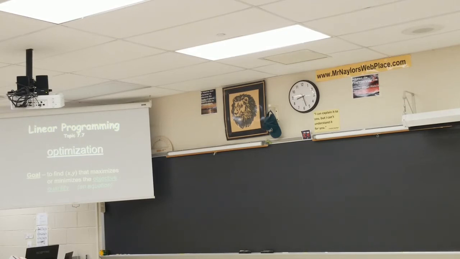So what is this thing called linear programming? Well, it's going to be to try to find an x and a y. X and y is a point that maximizes or minimizes an objective quantity. So it's going to feel like all the stuff that we've done. We'll just show you how to put it all together.